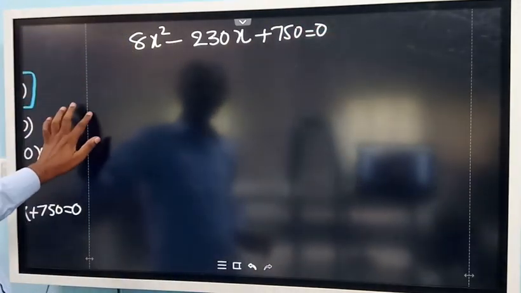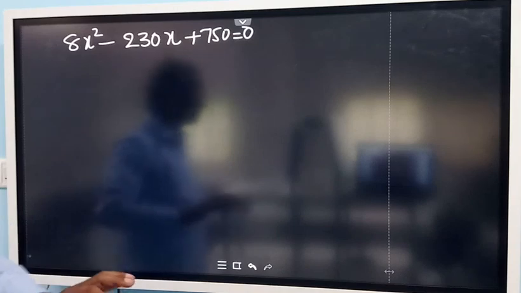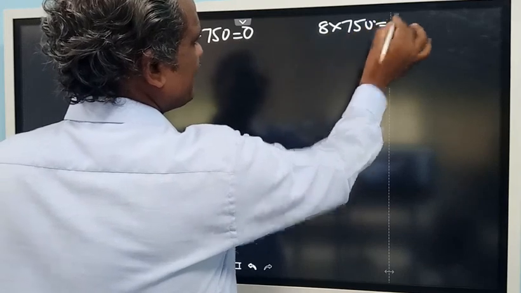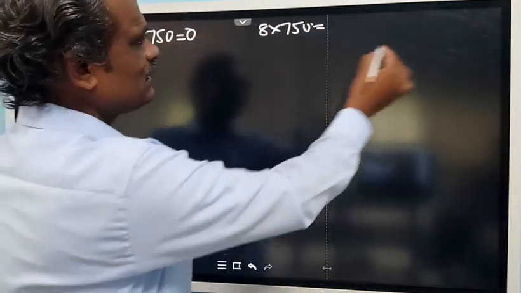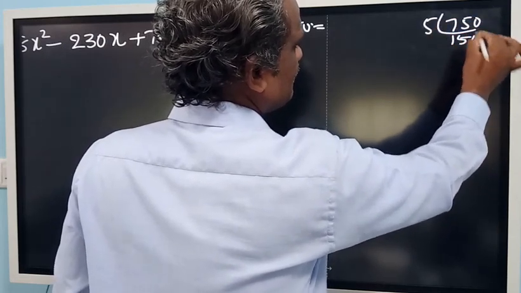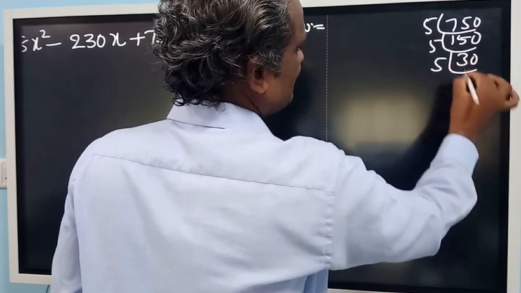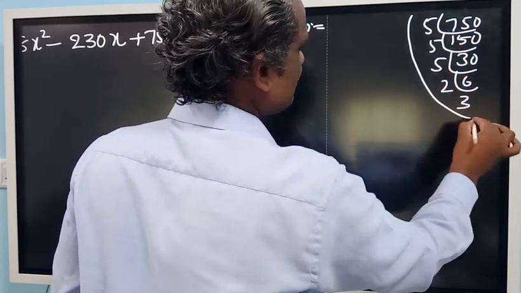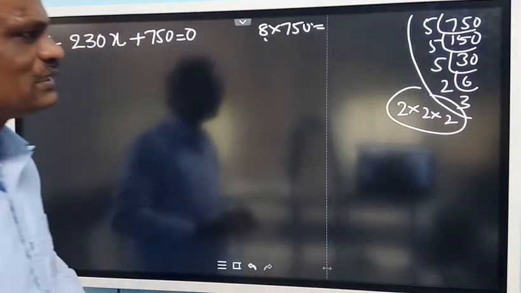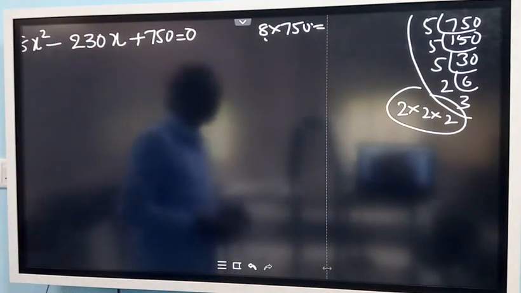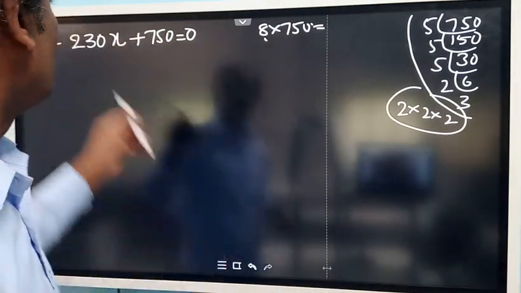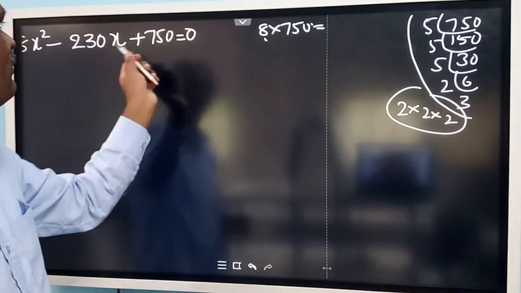Now you need to find the factors. You can solve by any method, formula or factorization. So now 750, 8 into 750. You have to find the possible factors of this one. So let me factorize 750. What are the possible factors you see? 5 ones are 5, 5 fives are 25, 5 threes are 15, 5 sixes are 30, 2 threes are 6. So find the combinations which give you minus 230.